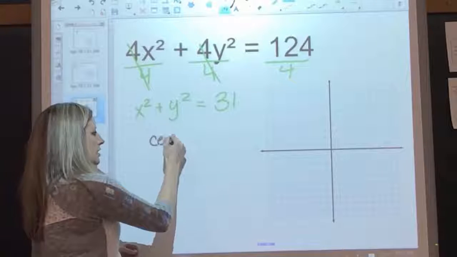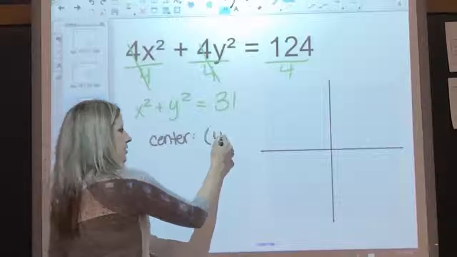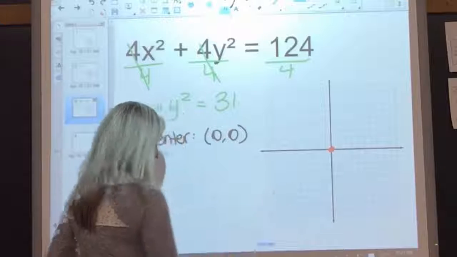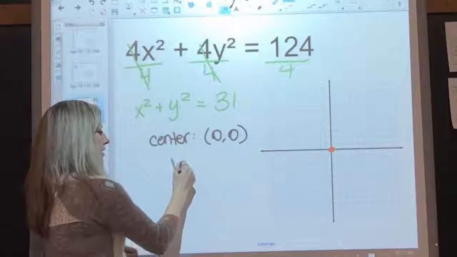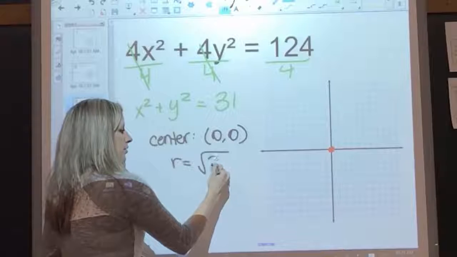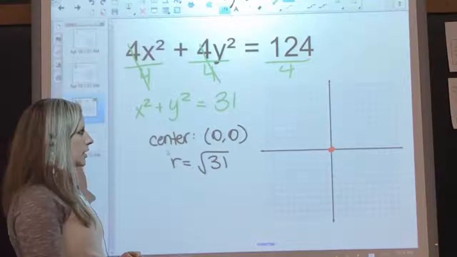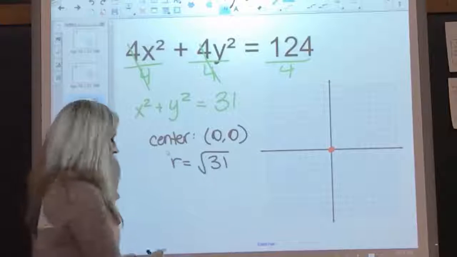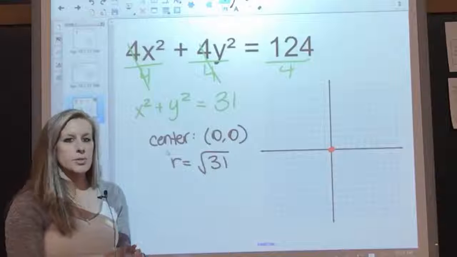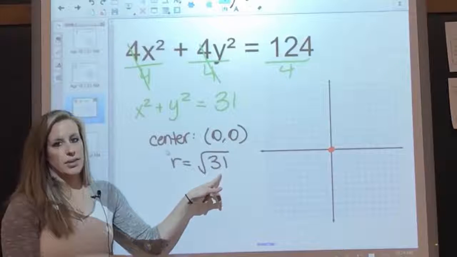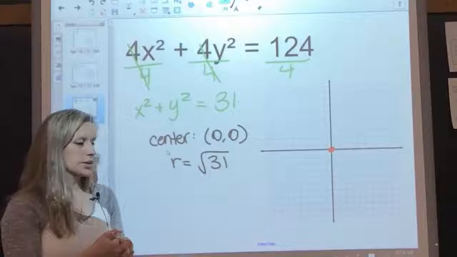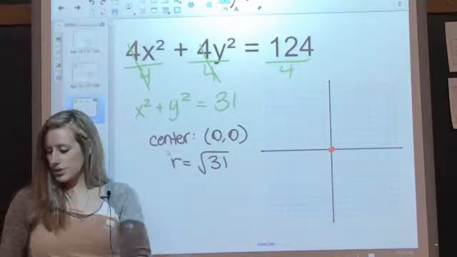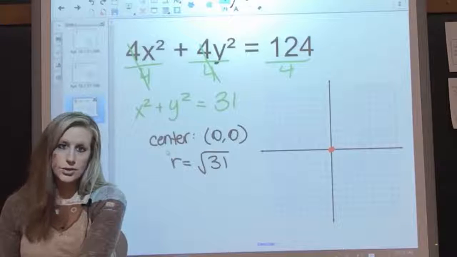Alright, so now I can figure out my center. My center here would be (0, 0), so I'm going to plot that point. Okay, my radius is going to be the square root of 31. I want y'all to break it down if you can. Go ahead and simplify the radical. But 31 is a prime number, so we can't break this down anymore. So we're just going to leave it the square root of 31. Now, to graph this, what I do is I put in my calculator the square root of 31.